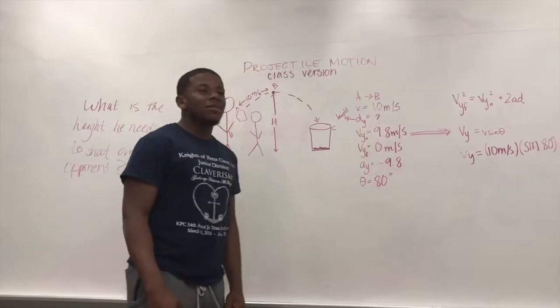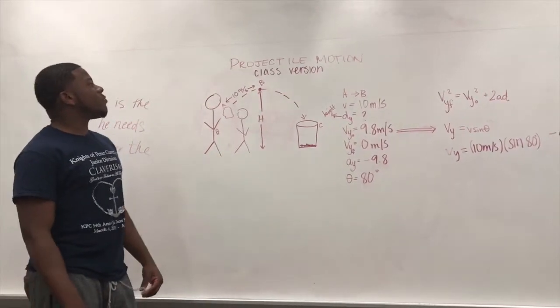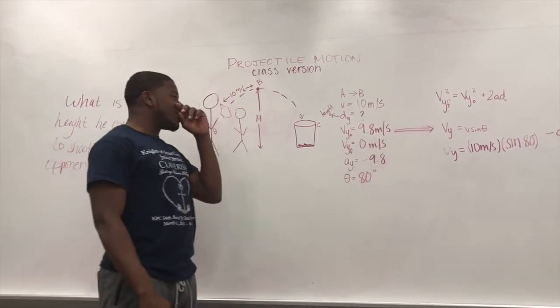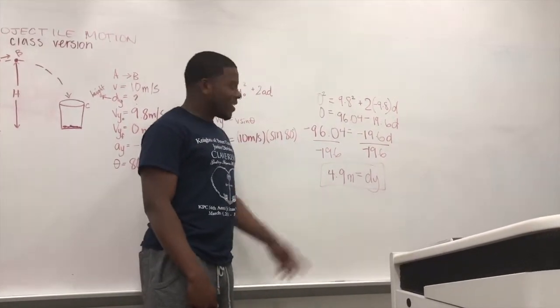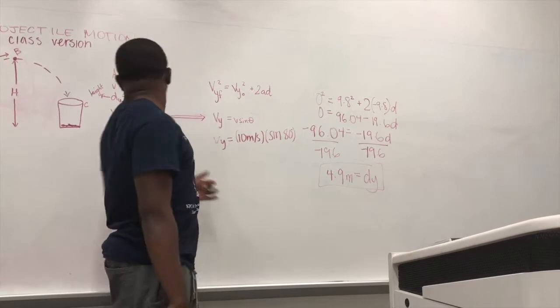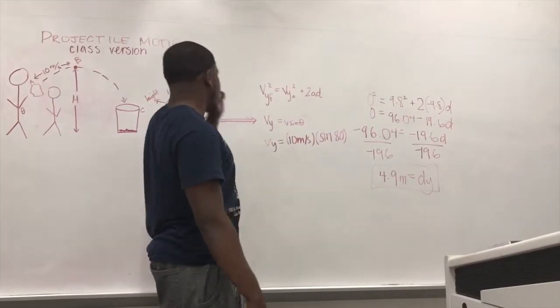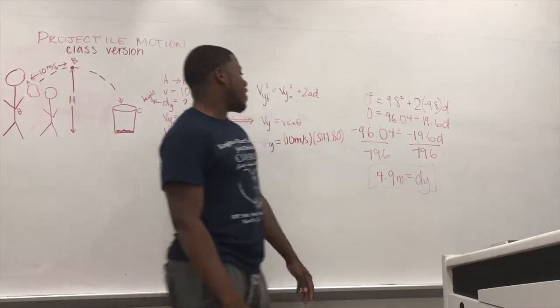Hello, my name is Jason LeBlanc, and I'm back again to summarize the projectile motion project. We found that using the kinematic equation, the maximum height required for John to make the shot will be 4.9 meters.